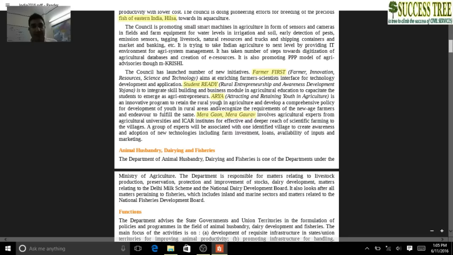Then you come across dairy development. Okay, now do we have any budgetary initiative that has been proposed regarding dairy development? Do we have? Yes, we do have. What is that?